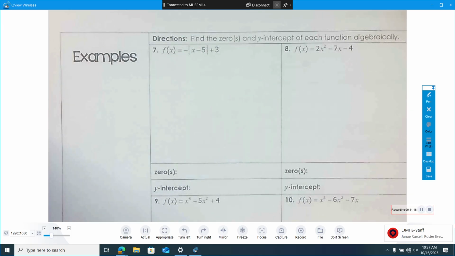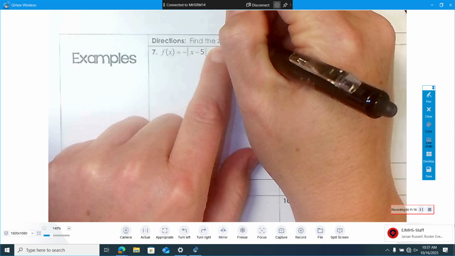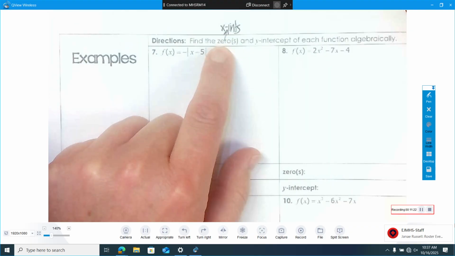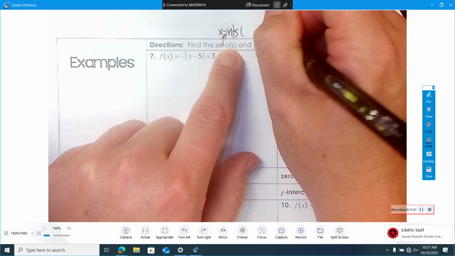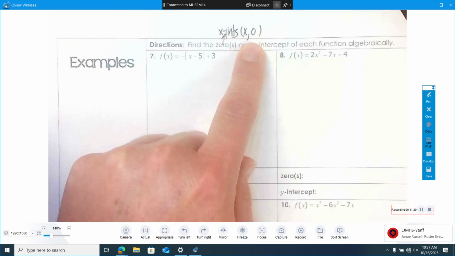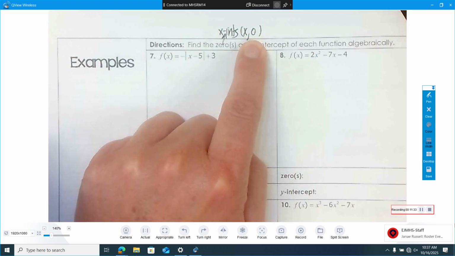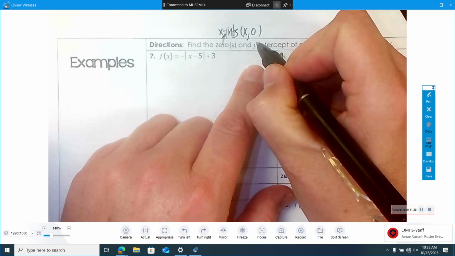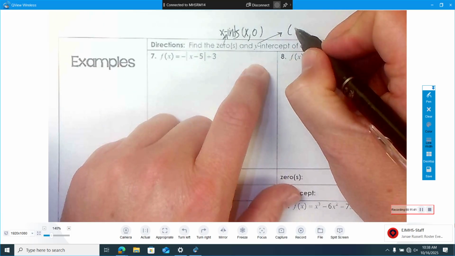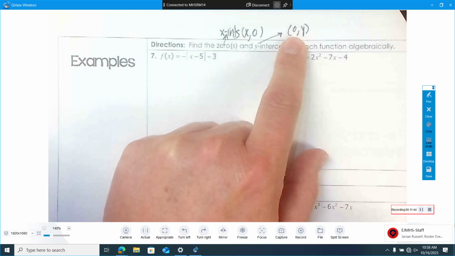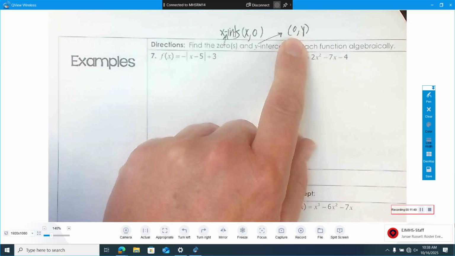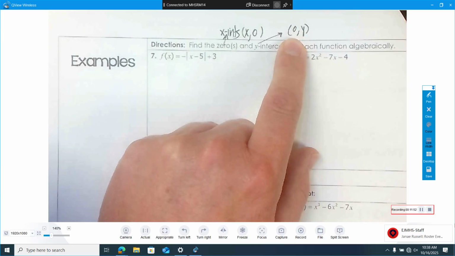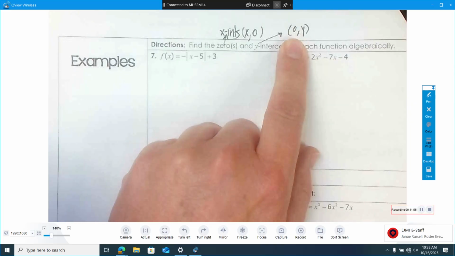Okay. So to find the zeros, which are more commonly known as x-intercepts, how do we find the x-intercepts? Again, x-intercepts have something for x and a 0 for y. And that tells us exactly what we need to do. We plug in a 0 for y. The y-intercept occurs when the x is 0 and we have a number for y. So that again tells us exactly what we need to know. Plug in a 0 for the x and figure out what the y is. That's always easier.